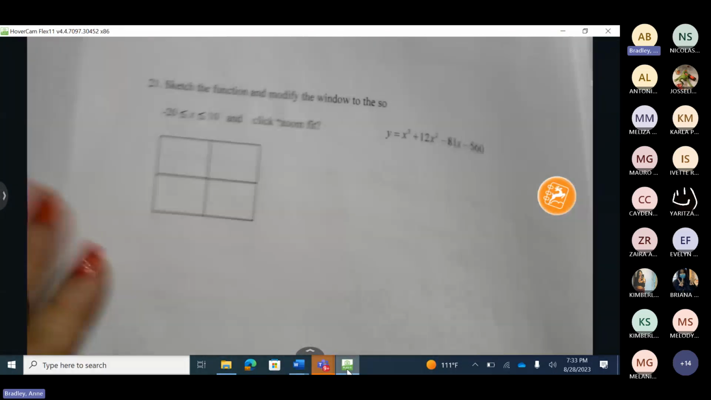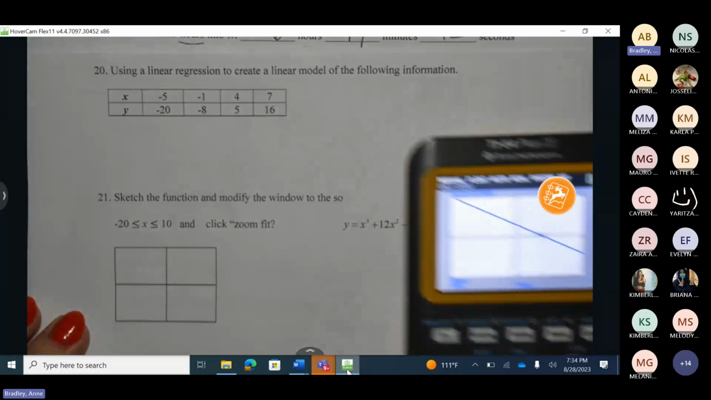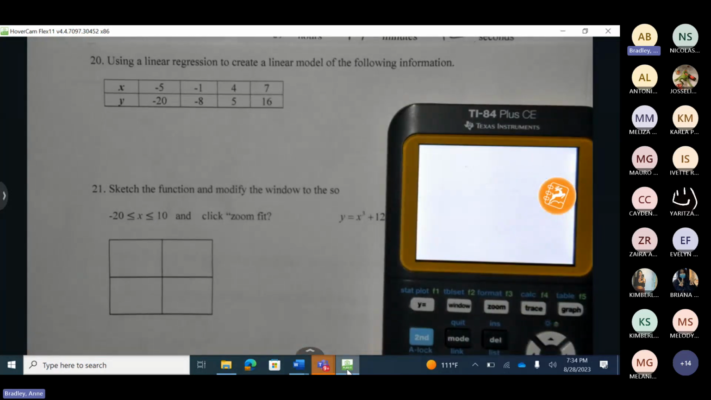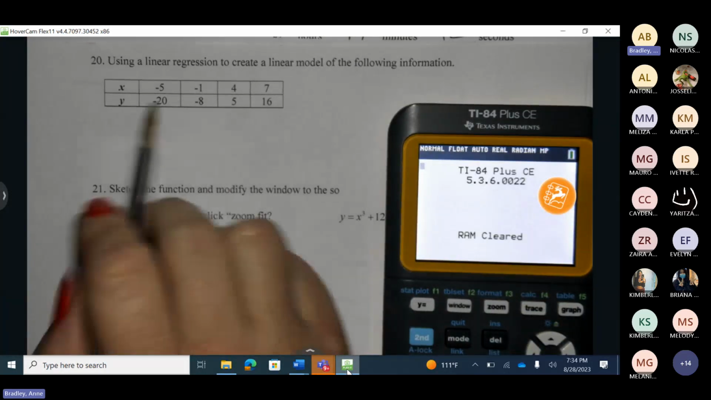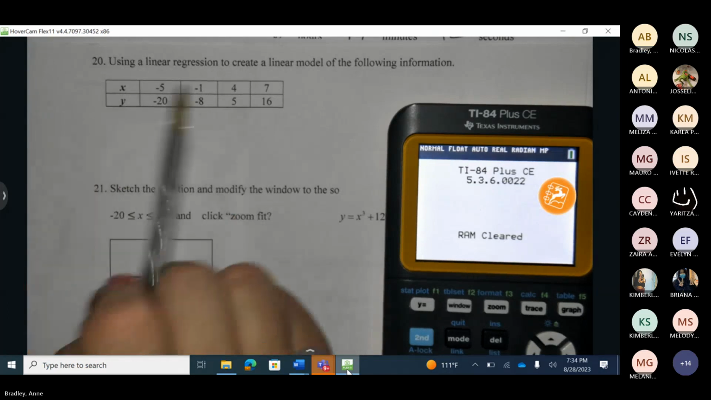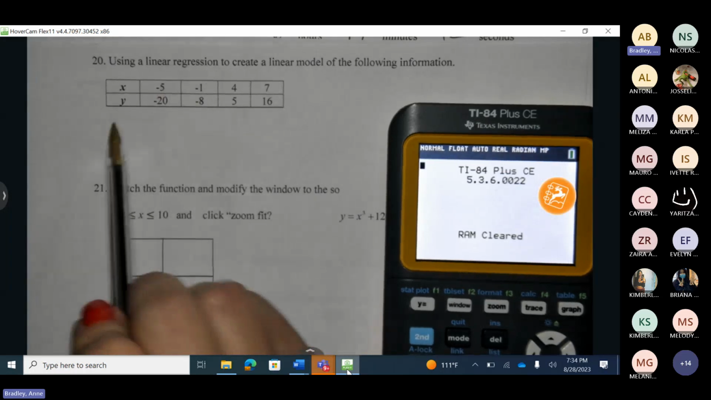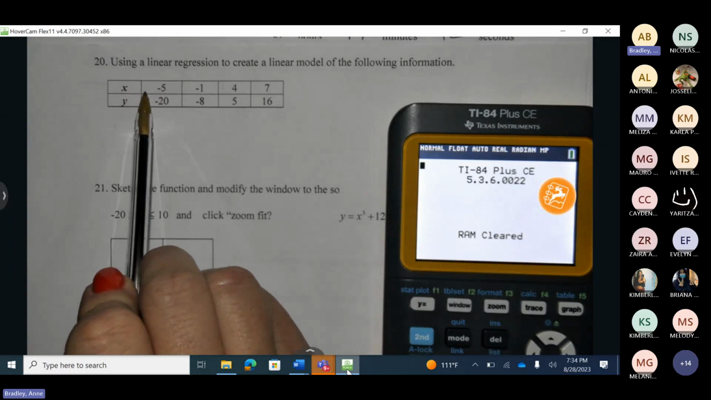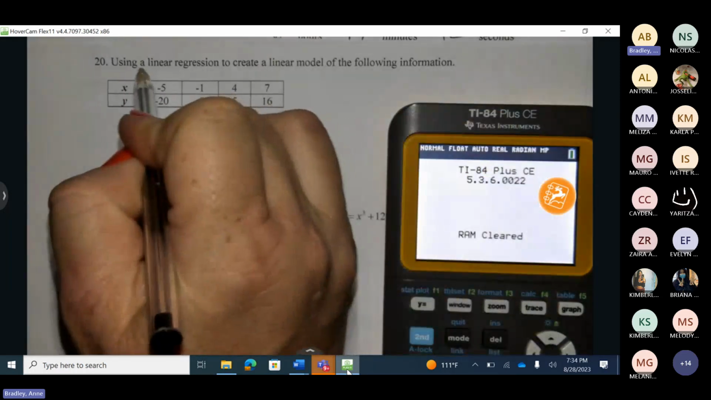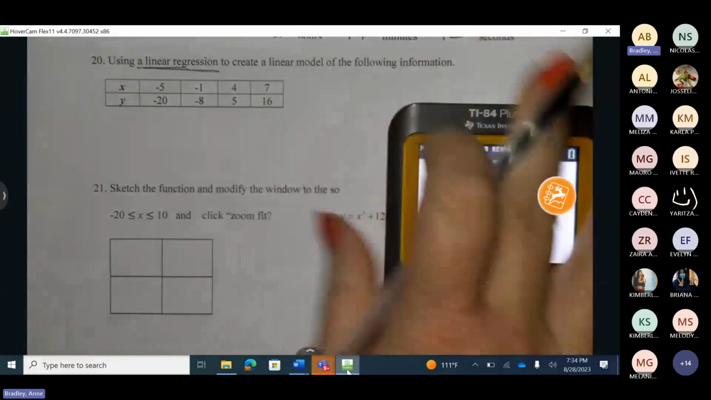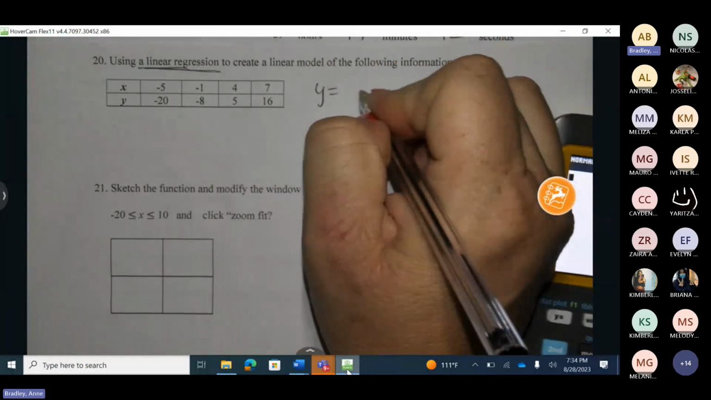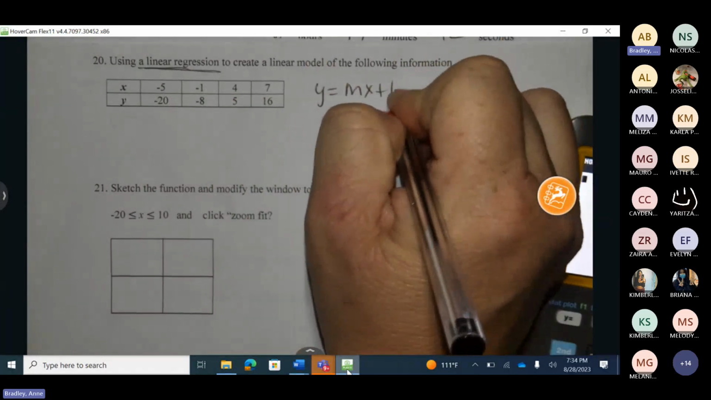On our last page, there should be just a few problems remaining that we have not tried tonight. I will write the instructions to number 20 on the board. So I'm giving you data points. Hopefully I chose these right, because by this point the kids were hungry and I'm trying to make dinner. So I have data points. I'm told I'm going to use a linear regression model in order to come up with an equation. So my final answer will look something like this.